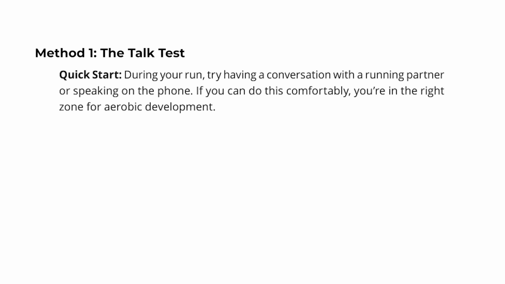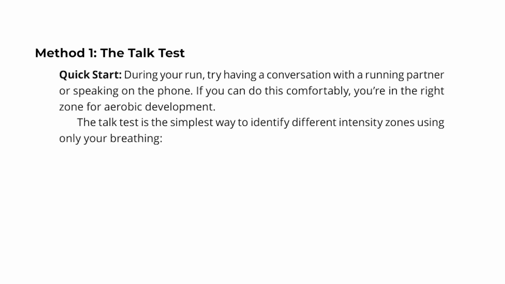Quick start. During your run, try having a conversation with a running partner or speak on the phone. If you can do this comfortably, you're in the right zone for aerobic development. The talk test is the simplest way to identify different intensity zones using only your breathing.